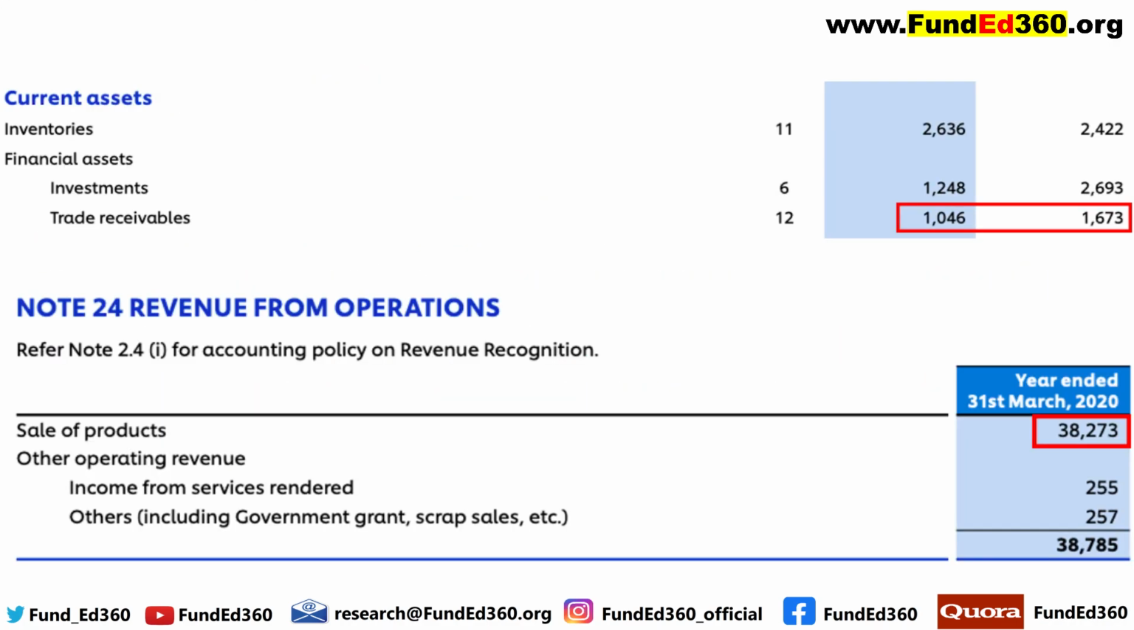Let's take a look at how HUL has performed in terms of accounts receivable turnover. The average accounts receivable is 1359.5 crores. How can you find it? Just average the trade receivables of the current year and the previous year. That means 1046 crores plus 1673 crores divided by 2. So the accounts receivable turnover of HUL is 28.15. This indicates that HUL has collected cash from its debtors approximately 28 times in that financial year.